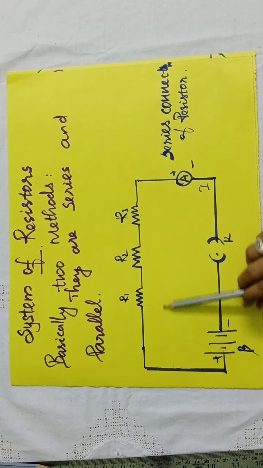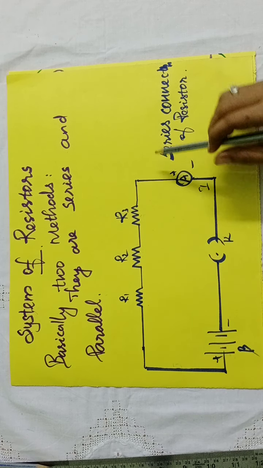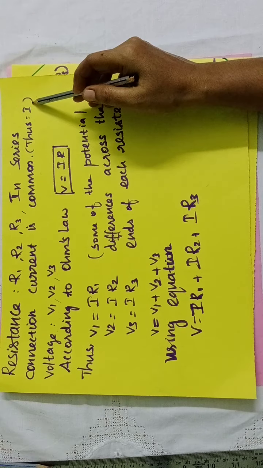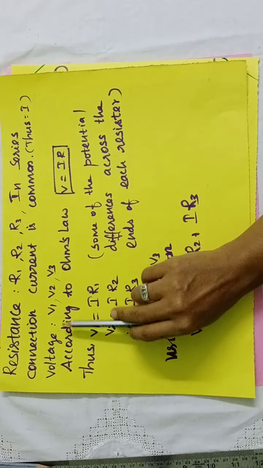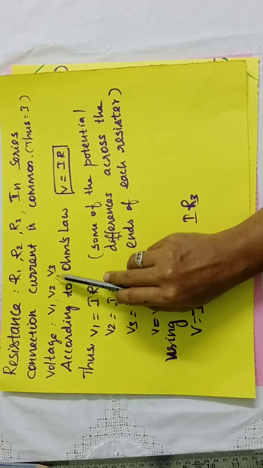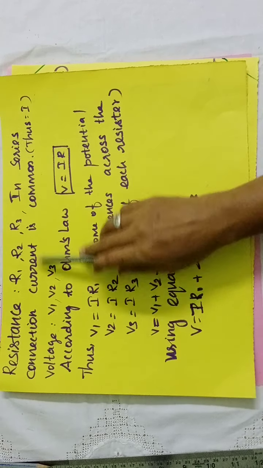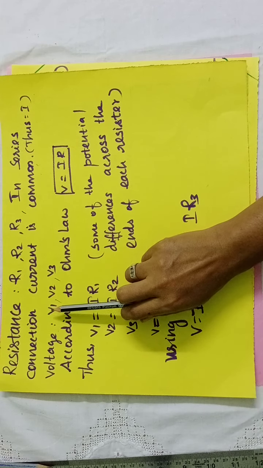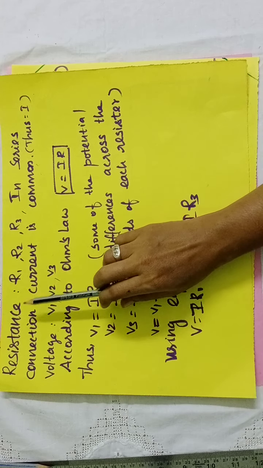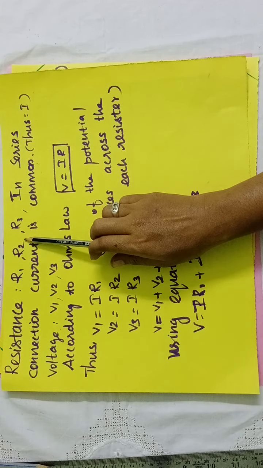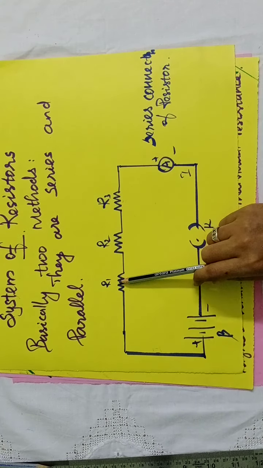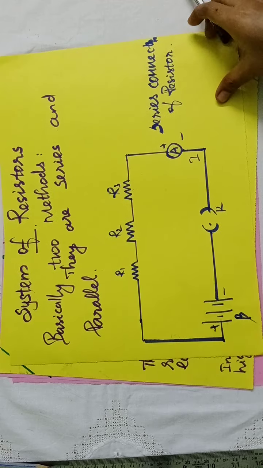Here, in series connection, current is common, thus I, but voltage varies: V1, V2, V3. Here the resistances connected are R1, R2, R3.